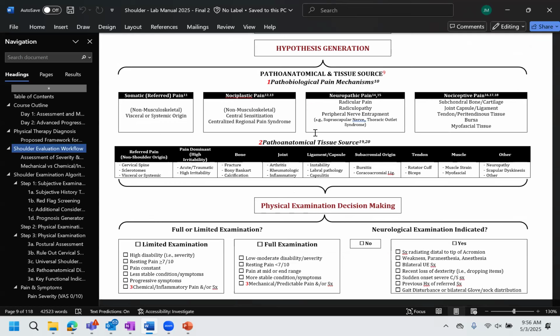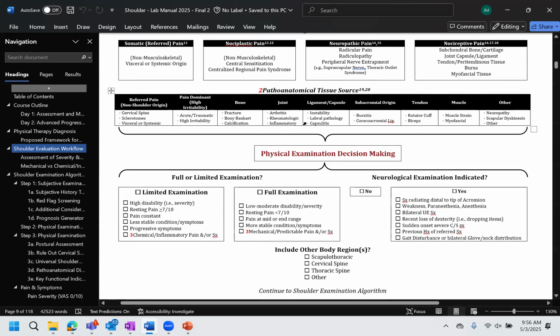For me, I'm always hopeful that it's just nociceptive and these other elements are relatively simplistic, but it's usually not simple, right? It's usually a combination of multiple. But again, trying to make what is complex simple: what is the predominant one, and how can that influence your interventions? Within there, you can break it down into your pathoanatomical tissue sources, and I've labeled almost 10 of them. It could be referred pain, it could be pain dominant, your bone, joint, ligament complex, subacromial origin, tendon, muscle, or other.